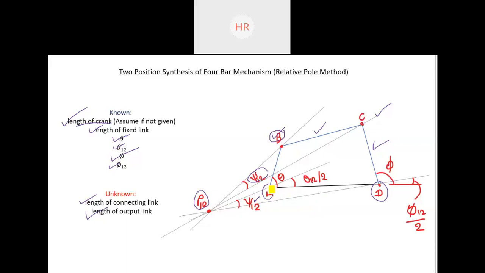The angle made by this point A and D at pole point, which is equal to zeta 1 2, is equal to the angle made by this coupler link at pole point. So that is why we use this zeta 1 2 like this to locate point C. ये point C को locate करने के लिए हमने यहाँ पे zeta 1 2 का यूज किया.